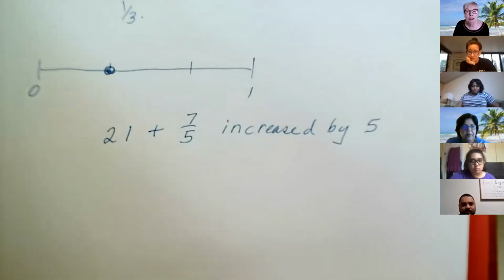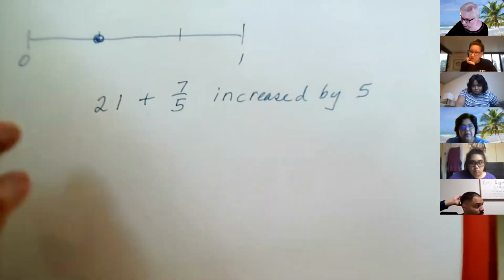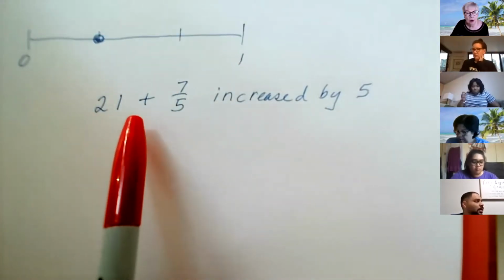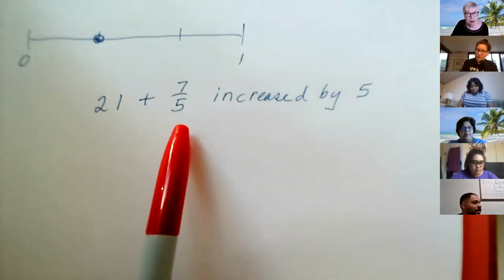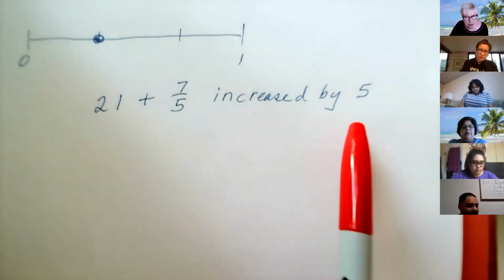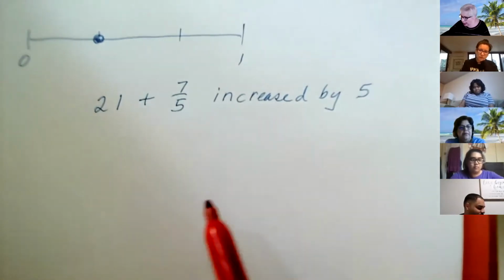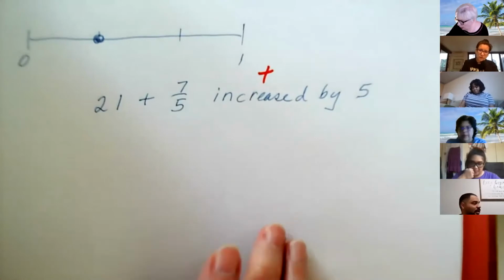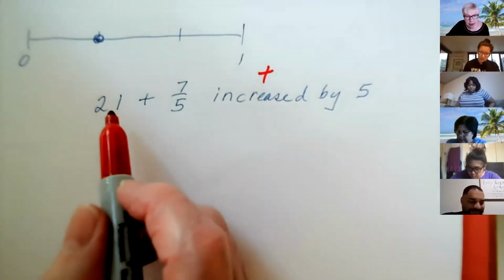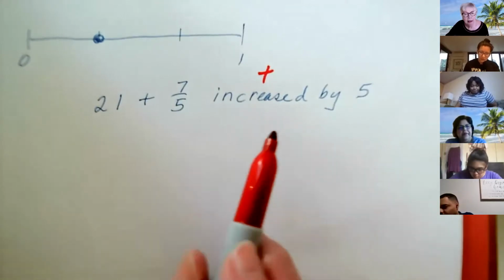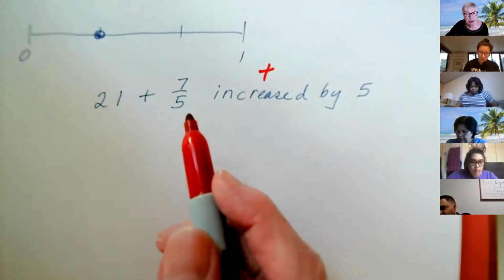Okay, so what happened here is this was a question that somebody was interested in. And so it's 21 plus 7/5 increased by 5. Now the word increased means add. So I have to add this and add this and add the 5. And so let's see what needs to be done.